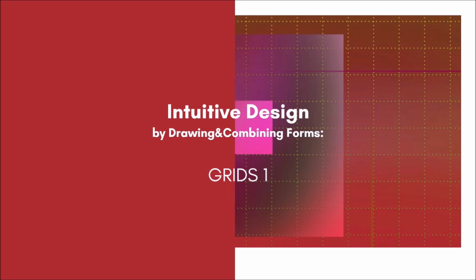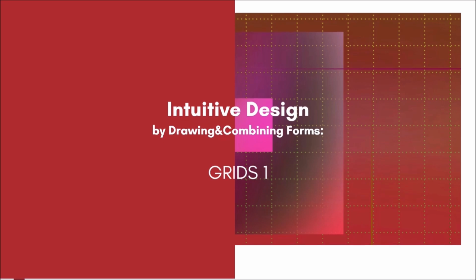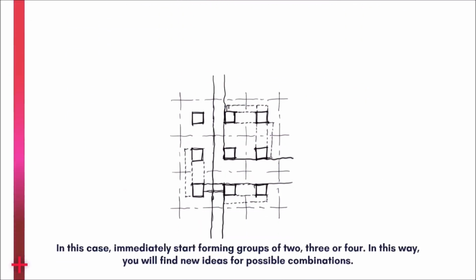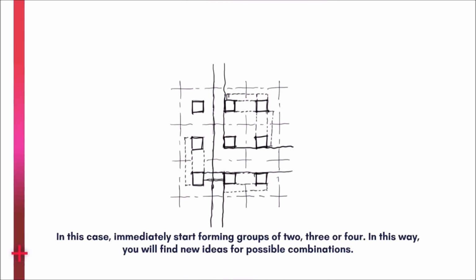Intuitive design by drawing and combining forms, grids 1. Although a composition of 9 squares may seem static at the beginning, it offers effective options in terms of asymmetrical balance. In this case, immediately start forming groups of 2, 3, or 4. In this way, you will find new ideas for possible combinations.